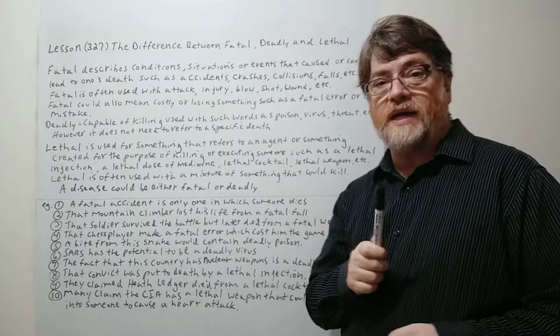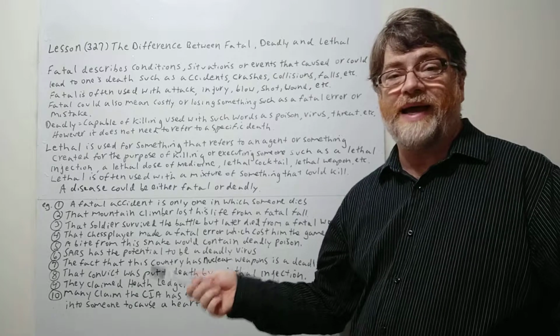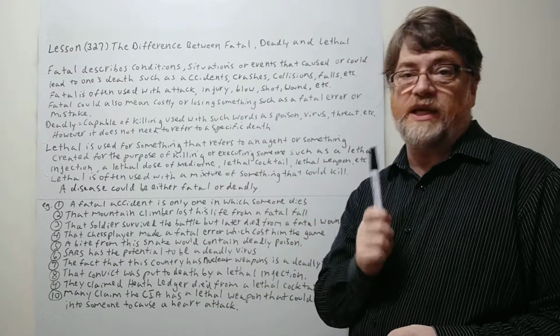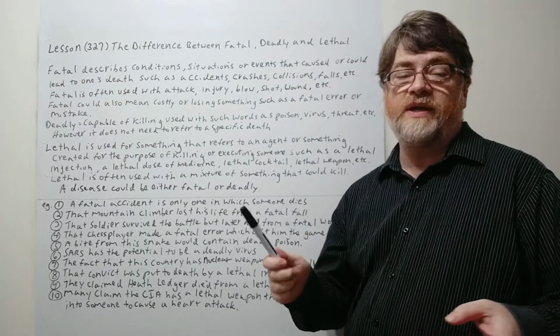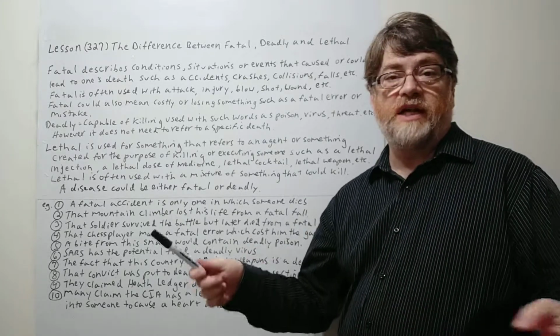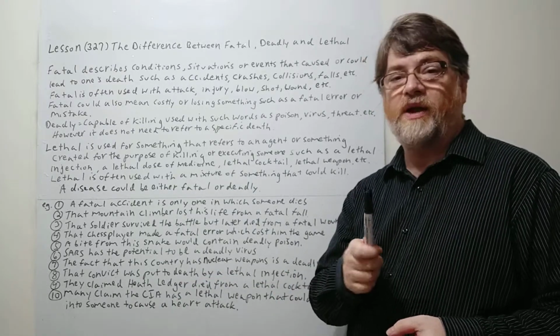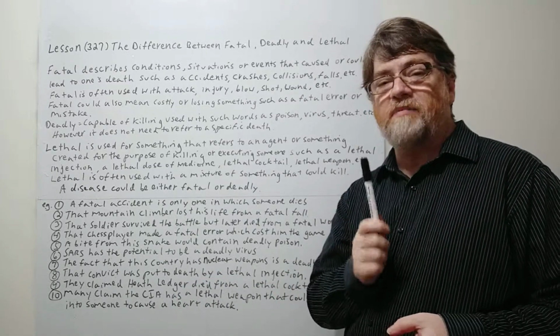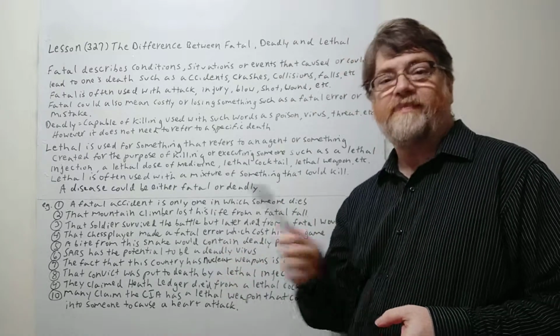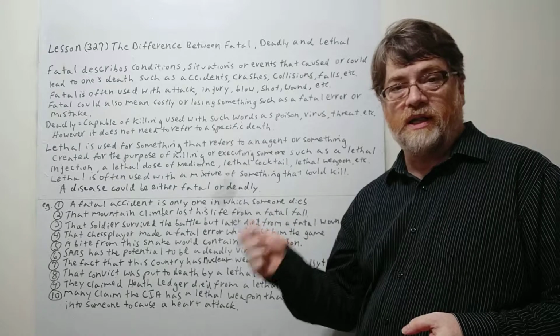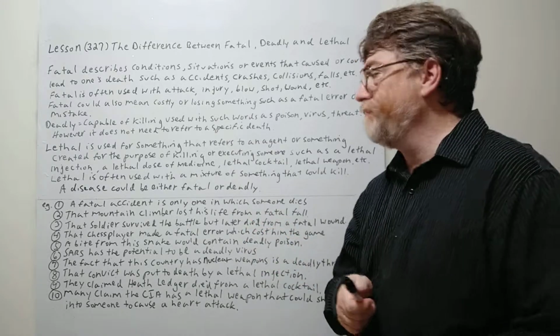A deadly threat is the same way. Maybe nothing really happened, but the threat is deadly. It could cause a lot of danger. Hopefully the threat will never become realized. Maybe nothing will ever happen, but it's a deadly threat. Now, fatal is probably used with things that did happen and already caused someone to die or came very close to causing someone to die.